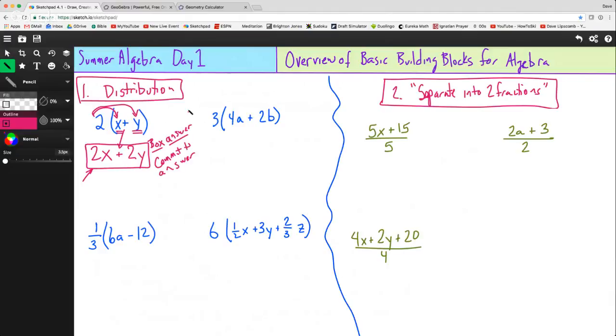Okay, so let's move on to the second problem. And this is the same thing. We have 2 terms, because we have one addition sign. So we're going to draw our arrow to each term. And we'll say, oh, well, 3 times 4a is 12a plus 6b.